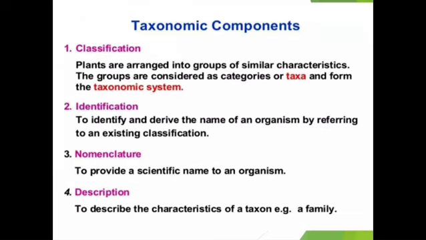Taxonomic components. First, classification. Plants are arranged into groups of similar characteristics. The groups are considered as categories or taxa and form the taxonomic system. Second, identification. To identify and derive the name of an organism by referring to an existing classification. Third, nomenclature. To provide a scientific name to an organism. Fourth, description. To describe the characteristics of a taxon, example, a family.